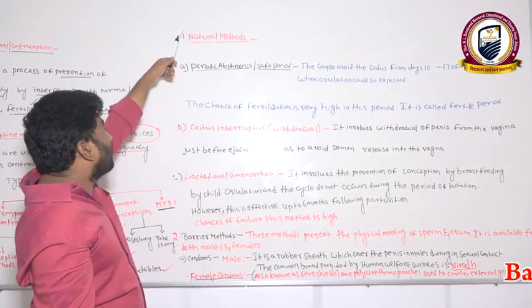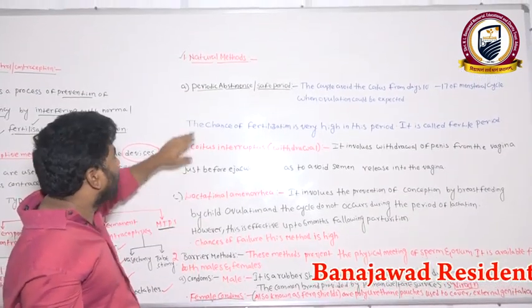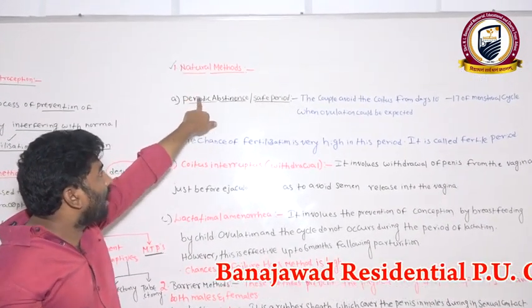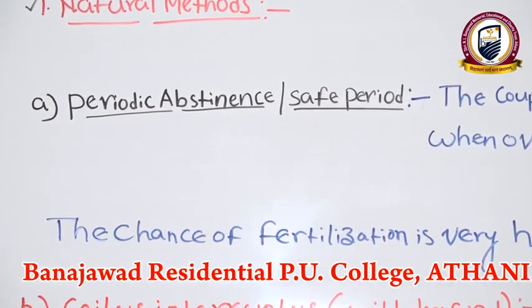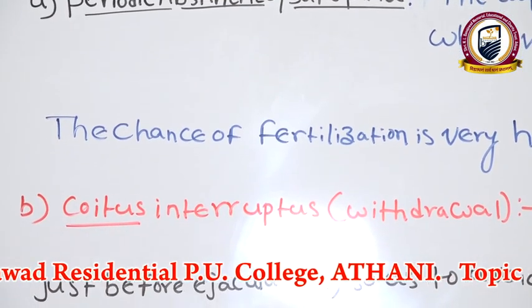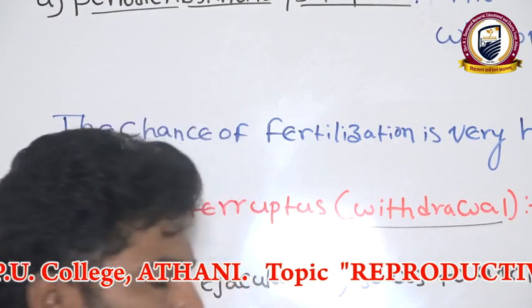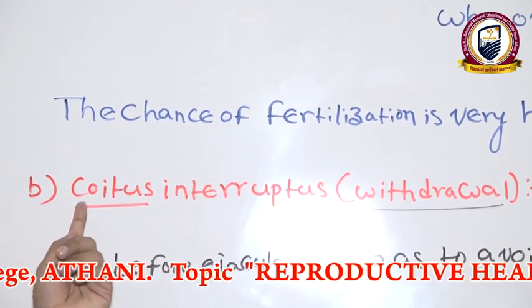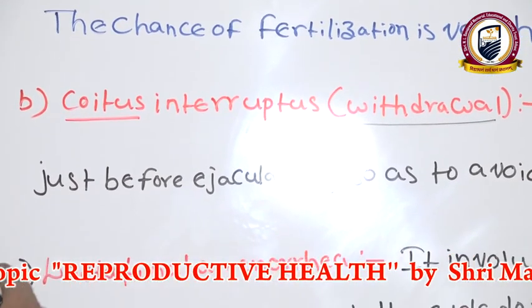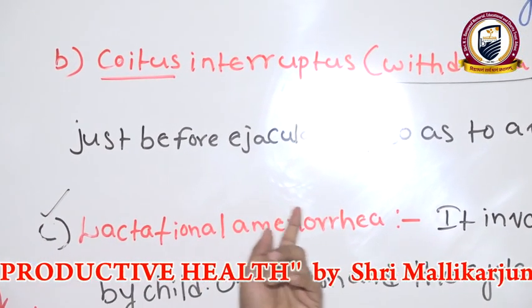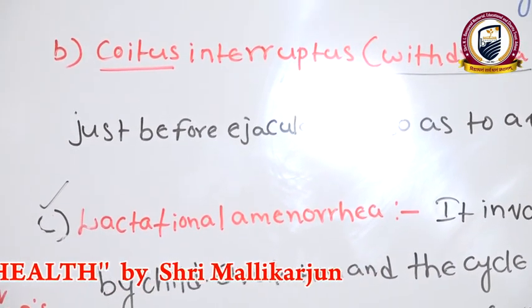Natural contraceptive methods can be divided mainly into three types. One is periodic abstinence, or safe period. The second is coitus interruptus, or withdrawal of penis. The third type is lactational amenorrhea. We will discuss them one by one clearly.